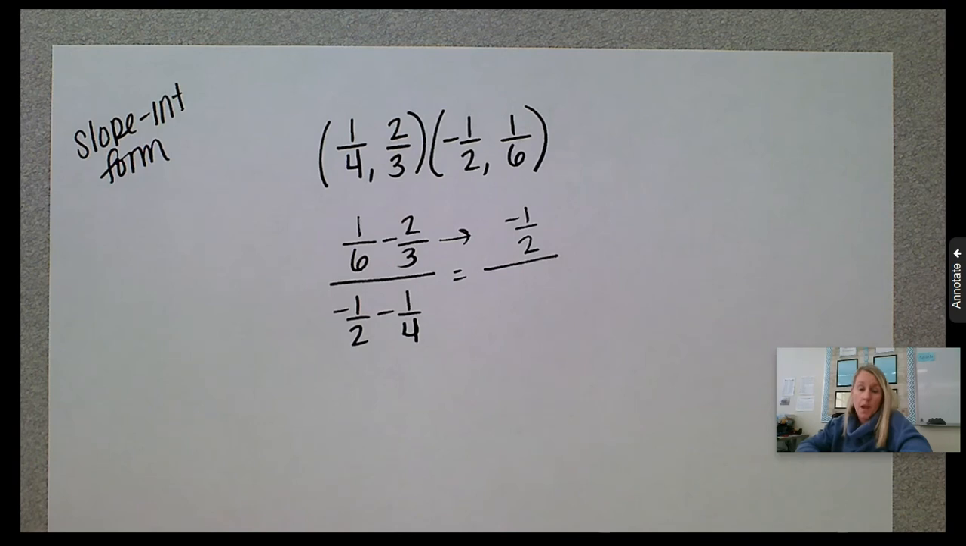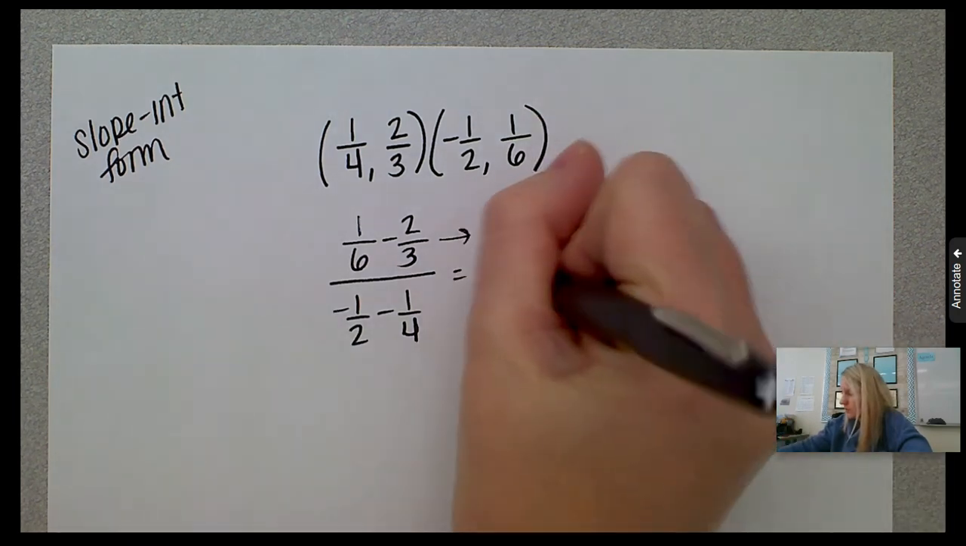Okay. And then the bottom, same thing, common denominator of 4, change your numerators, subtract them, go from there. And negative 1/2 minus 1/4 is going to be a negative 3/4.